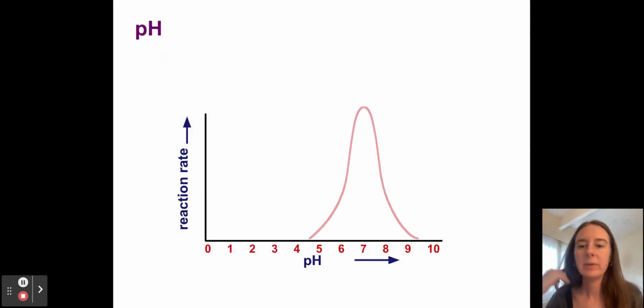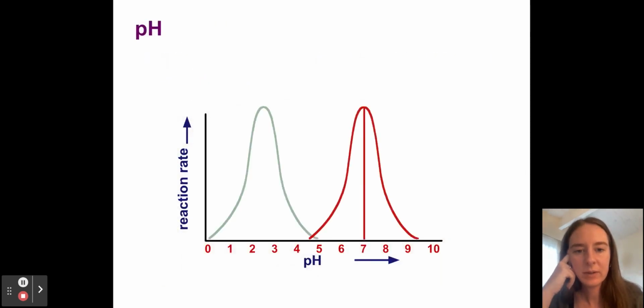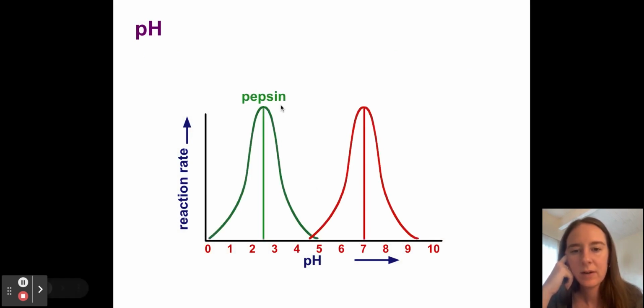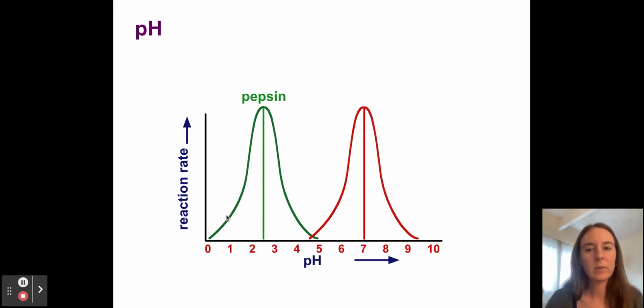All right, next we'll look at pH. pH follows a similar graph to the temperature graph. Notice here, this green line curve is representing one specific enzyme, pepsin. This pepsin breaks down proteins in our body, it breaks down polypeptides.